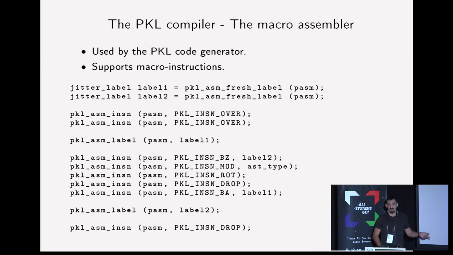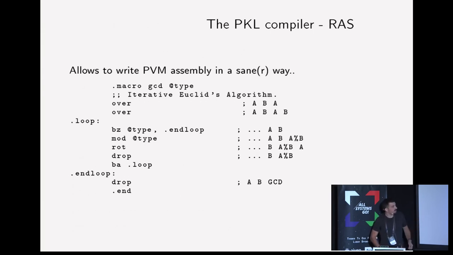I made myself a macro assembler to not go crazy while writing the runtime and the code generator. Actually, I wrote an AWK assembler, so I can write the runtime of POC and also the code generator routines in proper assembly like this.